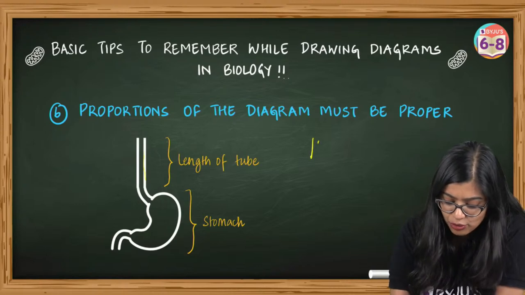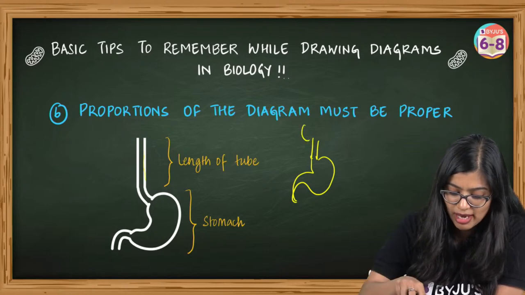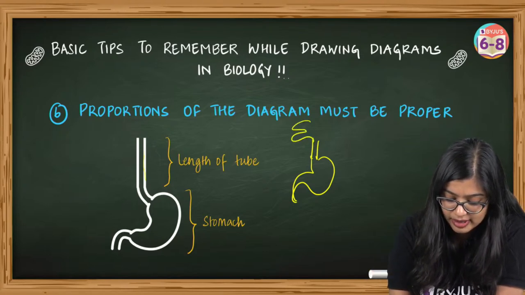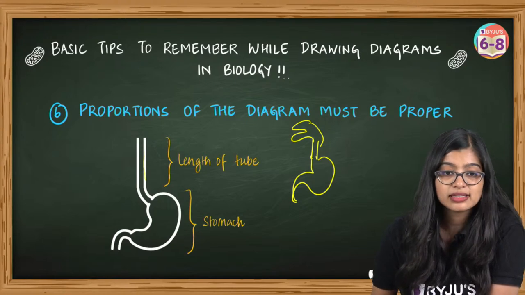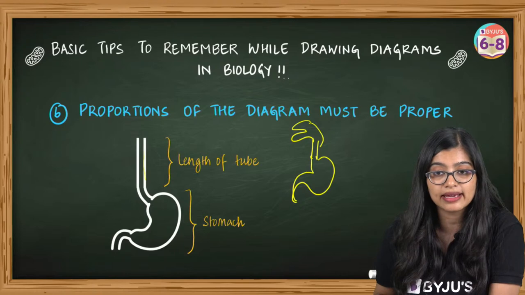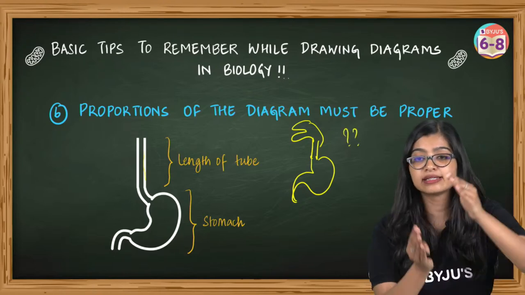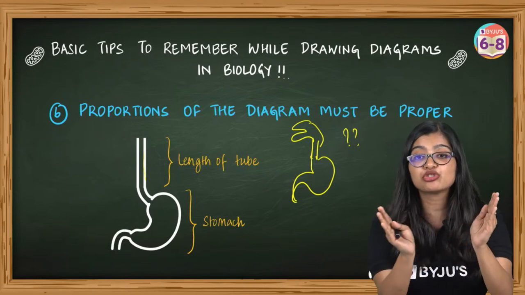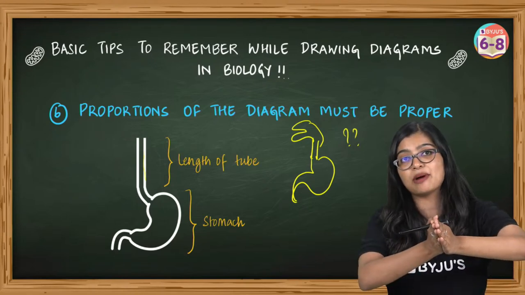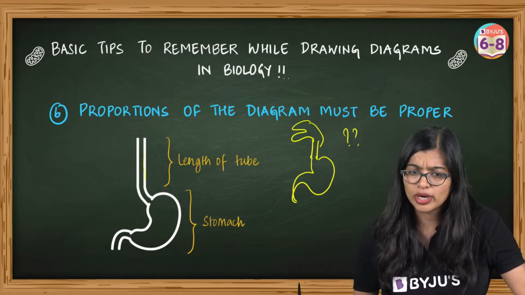Now, imagine if we drew a short esophagus and then drew something like this, and then this is the mouth. Is this representing how the digestive system exactly looks? Proportion is how much of it, like how big they are in terms of dimensions. No, it is not clear.